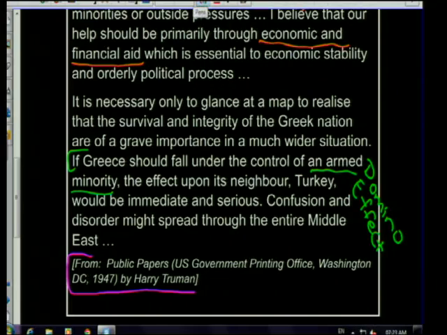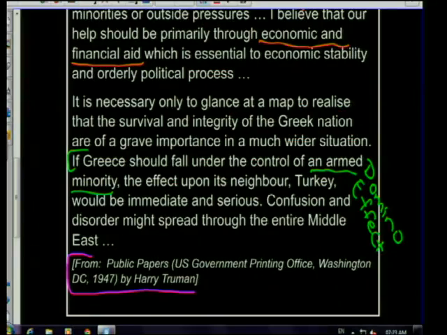Okay, and said that would be immediate and serious. So he's saying it's going to be a problem if these countries are allowed to fall into communism, but he's not mentioning the word communism. Remember, he's just said the second way of life, but your own knowledge will tell you that he was referring to communism. Confusion and disorder might spread.